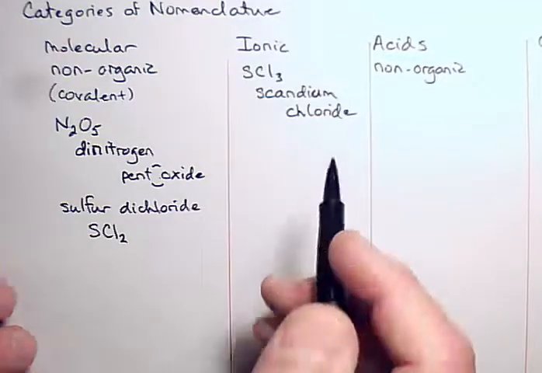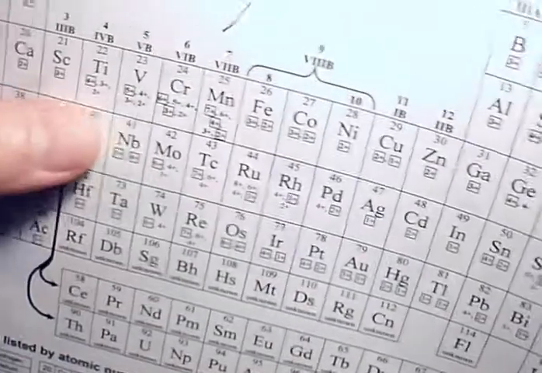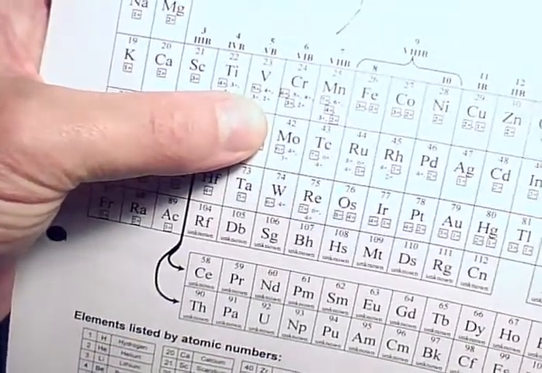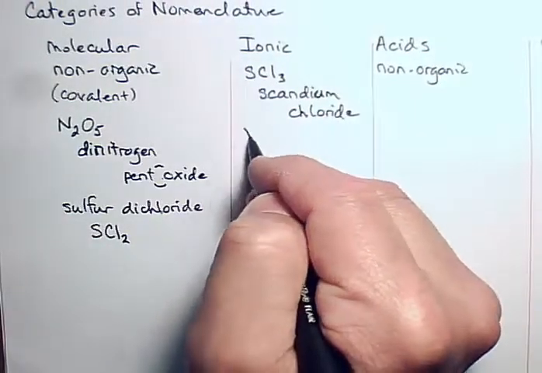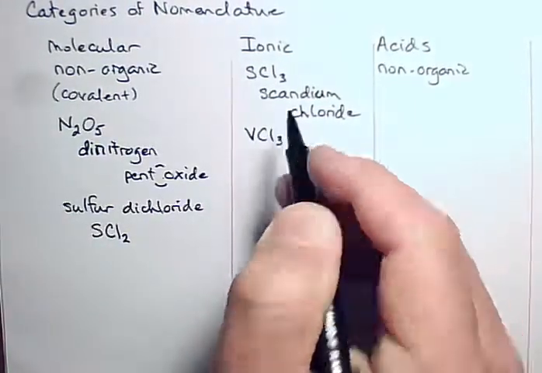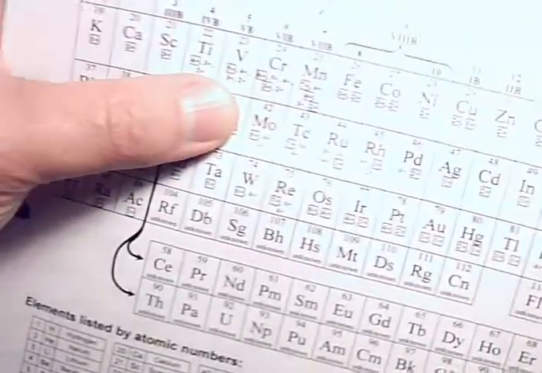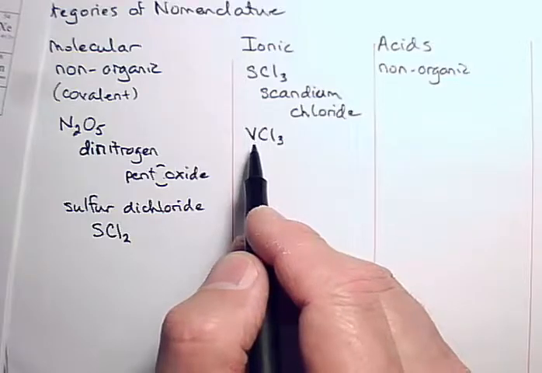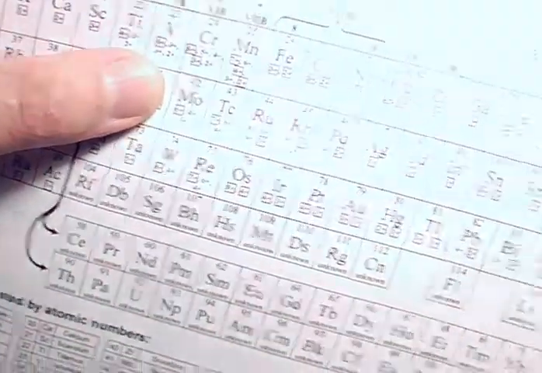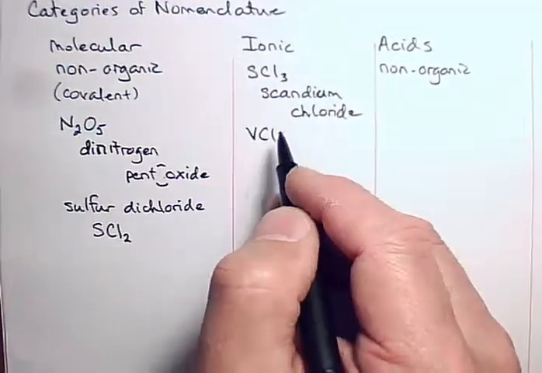Now, if I have a compound that's made of a metal that has more than one oxidation number, let's use vanadium as our example here. It has 4 different oxidation numbers. I can still have virtually the same formula, but it's not enough to call this vanadium chloride because there are 4 different ways you can combine vanadium and chlorine. So I need to say which charge this vanadium has. Looking here, I can see I've got a 5+, 4+, 3+, or 2+ option.